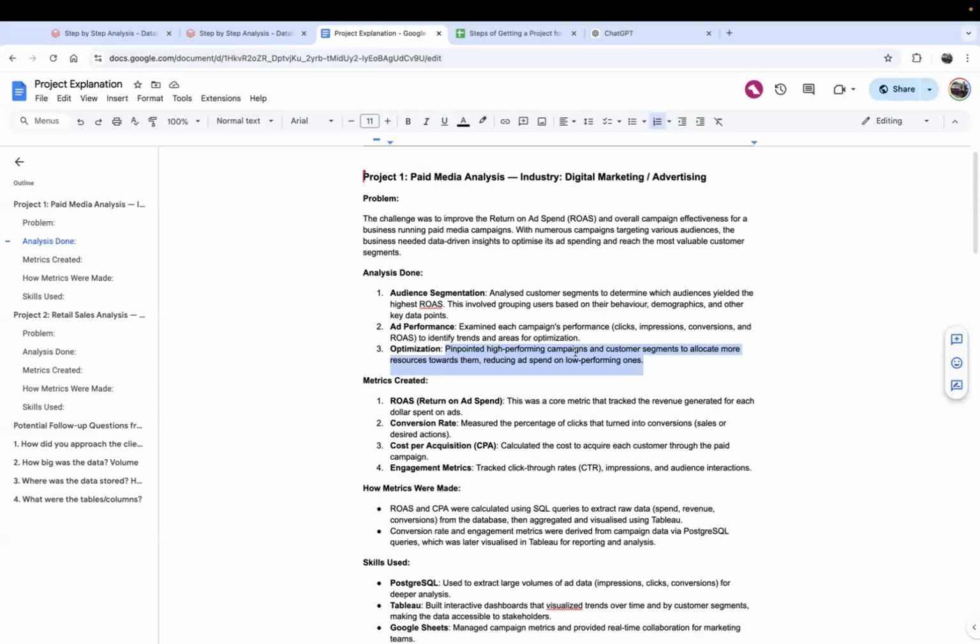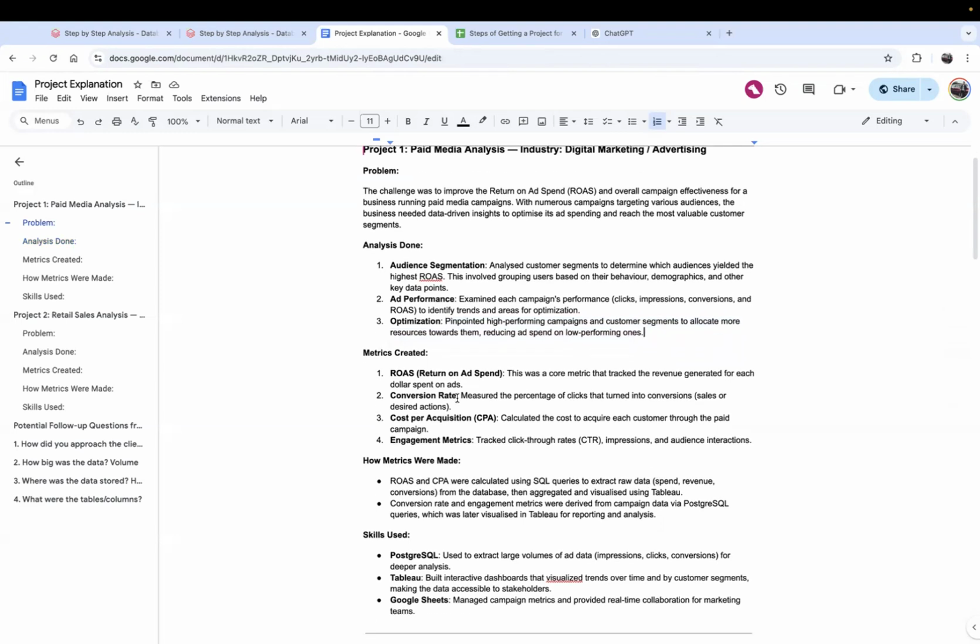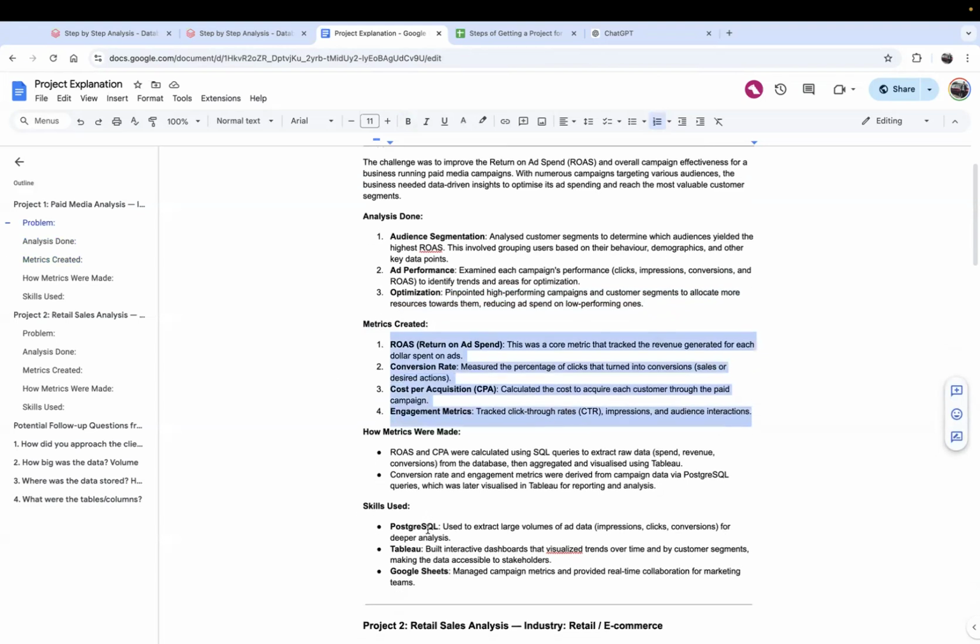So they understood how the high performing campaigns are working, what kind of people are there, and analyzed everything. Then they segmented the customers so that they can reduce spend on their ad campaigns. Now the fourth thing is metrics created: conversion rate, and cost per acquisition, which calculates the cost to acquire each customer through the paid campaign, and engagement metrics. These are the kinds of metrics used by people in the marketing domain.